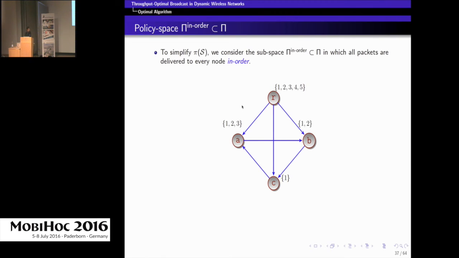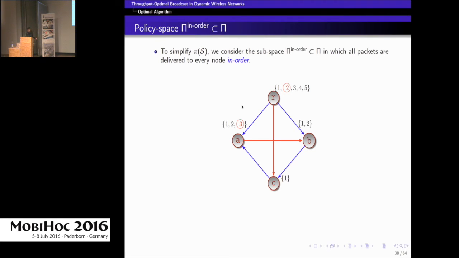If I am operating with any policy in the pi-in-order policy space, then my packet scheduling becomes really trivial, because I can only receive the next packet that I am missing. So node A can only receive packet number 4, although 5 is present. Node B can only receive packet number 3, although there is only one packet present, right? So it can actually receive that.